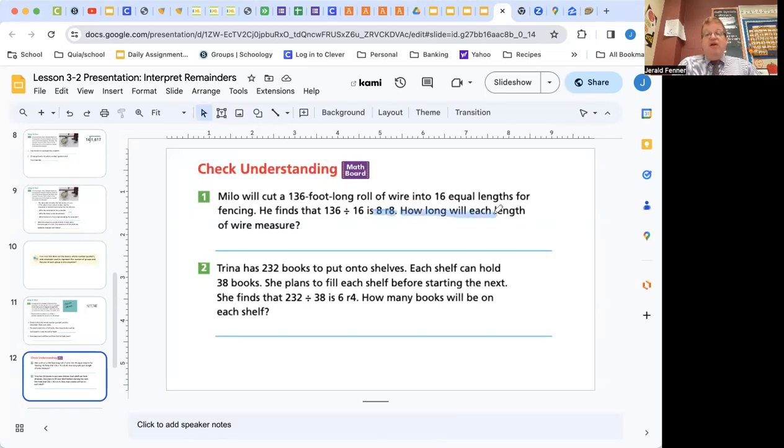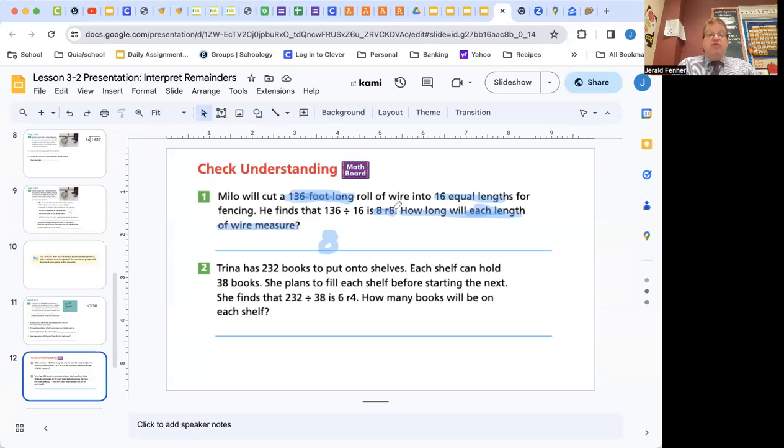The question is, how long will each length of wire measure? Just for the sake of argument, equal lengths. Okay, keyword each, but we really don't need to worry about that. So the question is, is this an exact answer, or is it like the other problem we just had, where we got to add a little bit more? Well, it's only 136 foot long, and there are 16 equal pieces. So for sure, it's going to be 8 feet long.